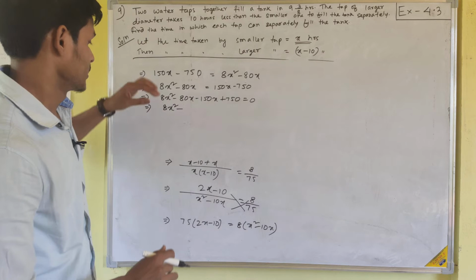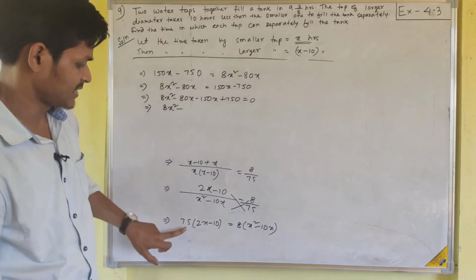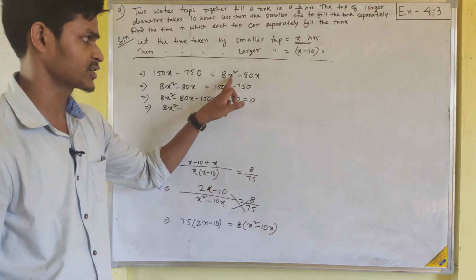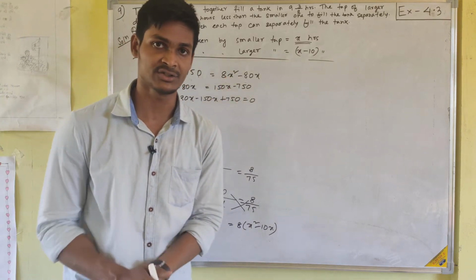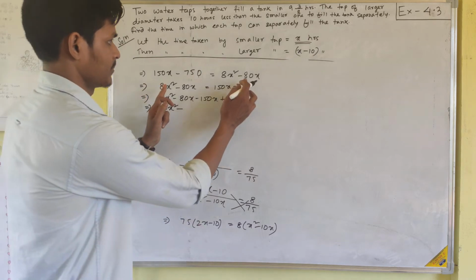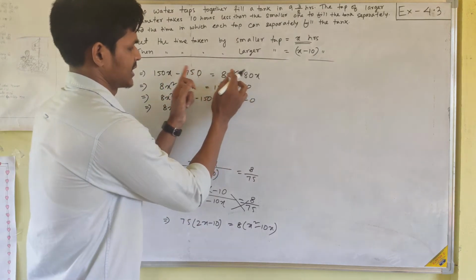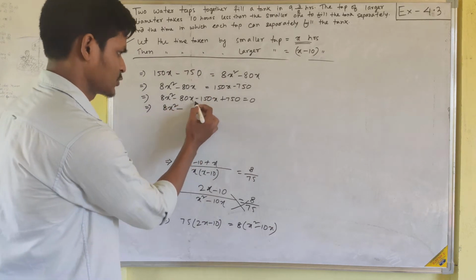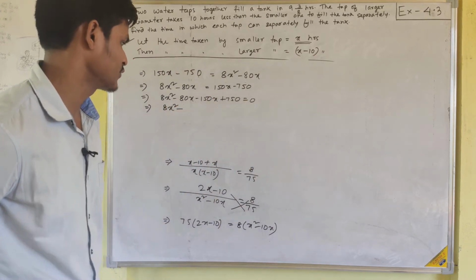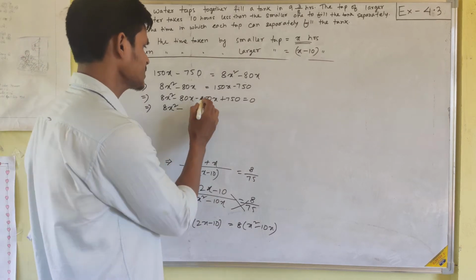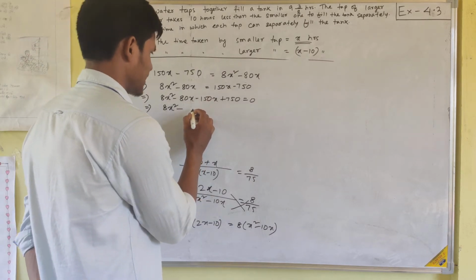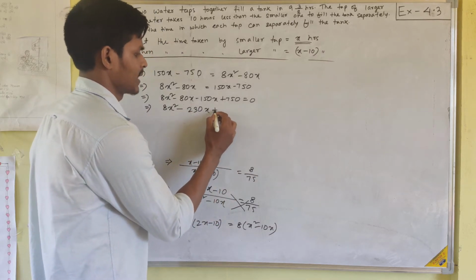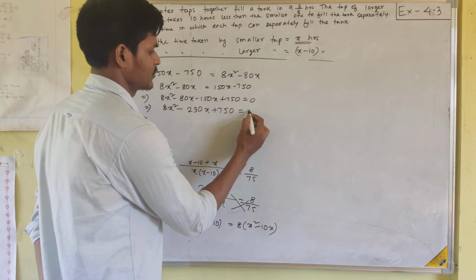Now 75 into 2 is 150, 75 tens are 750, minus, equal to 8 into x square, 8x square, minus 8 tens are 80x. Now 8x square minus 80x equal to this, shifting terms across: 8x square minus 80x minus 150x plus 750 equal to 0. Now 8x square minus 230x plus 750 equal to 0.